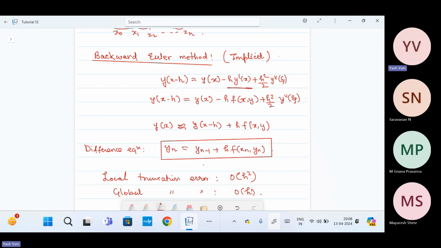Okay, so yx minus h is yx minus hy prime x, and yx is equal to yx minus h plus hy prime x. Okay.